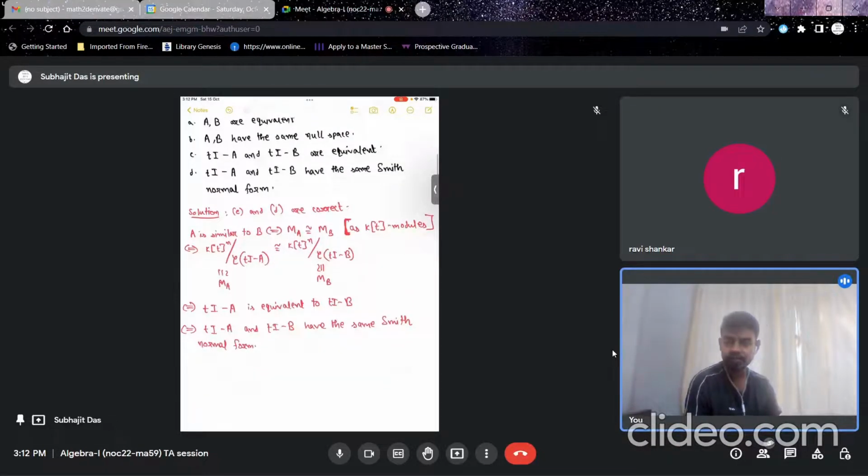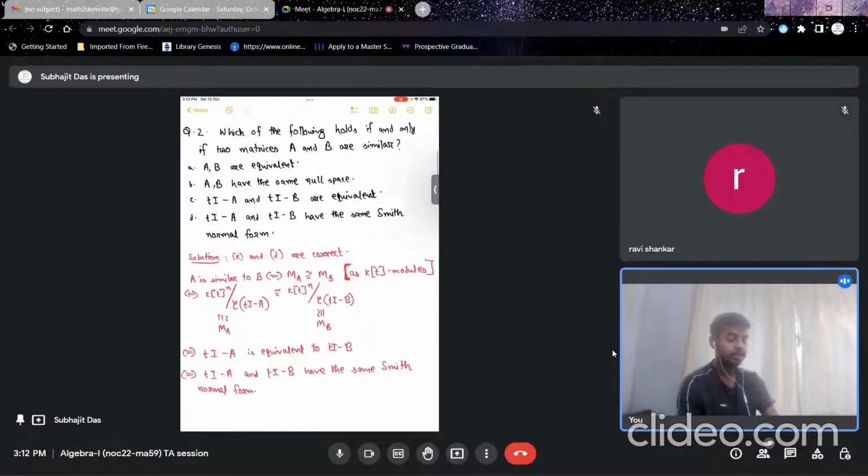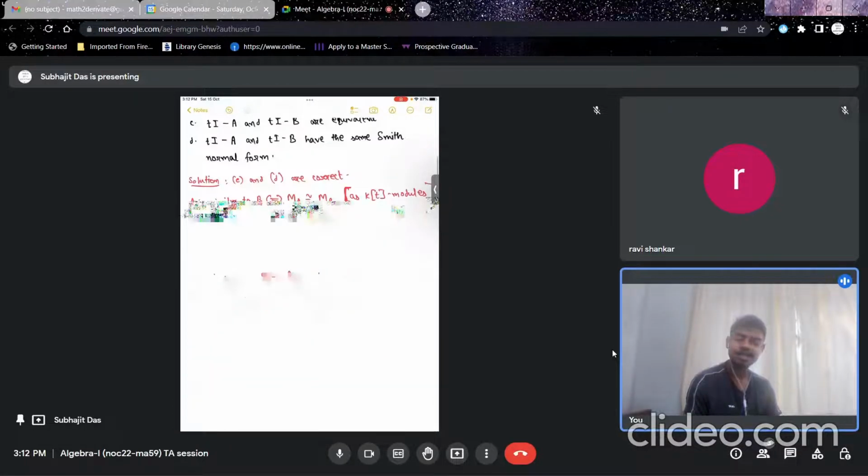We claim that both of them are false. Similarity is not actually equivalent to the equivalence of matrices, and at the same time, two matrices A and B being similar is not equivalent to saying that A and B have the same null space.